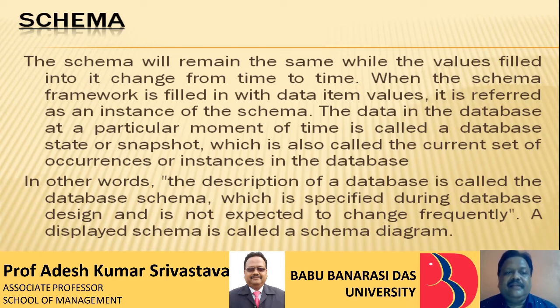The data in the database at a particular moment of time is called a database state or snapshot, which is also called the current set of occurrences or instances in the database. In other words, the description of a database is called the database schema, which is specified during database design and is not expected to change frequently. A displayed schema is called a schema diagram.